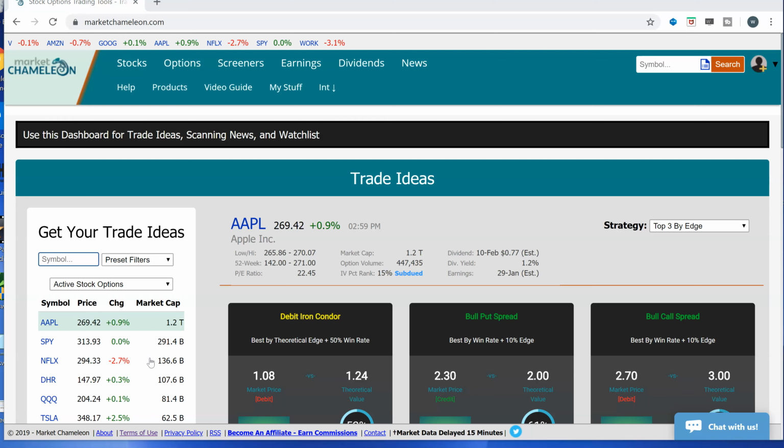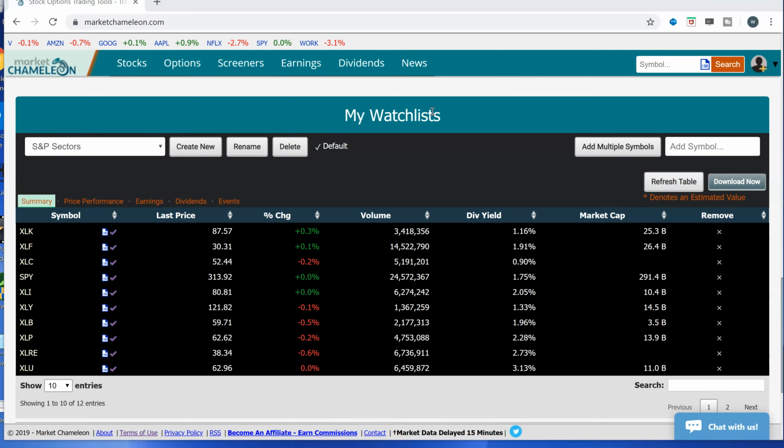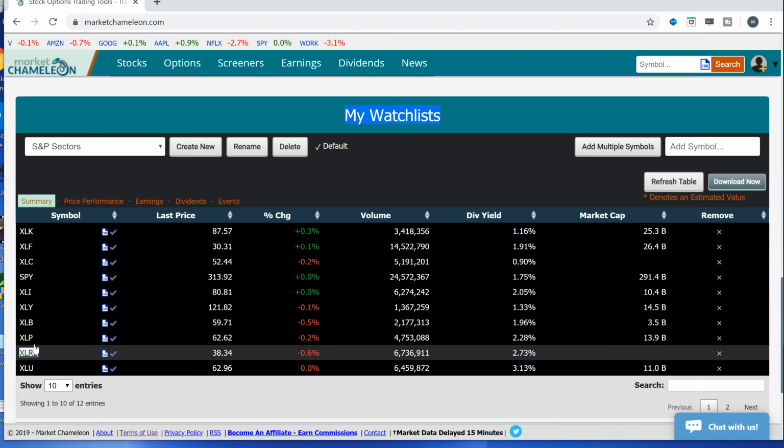I wanted to share a few tips on how to create a watch list. It's really like starting points or ideas when you're creating a watch list. I'm going to just scroll down here and show you what I mean. And this is my watch list, and over here I just have it defaulted to the S&P 500 sectors.